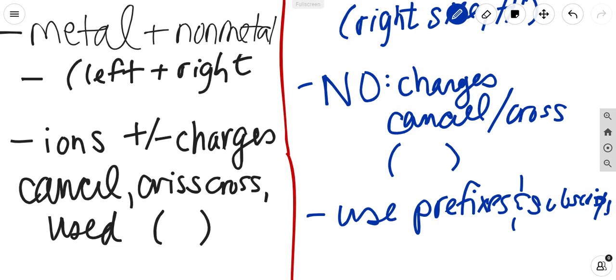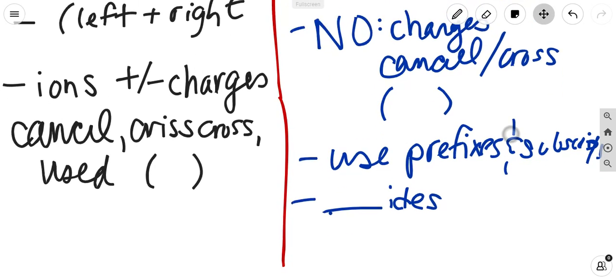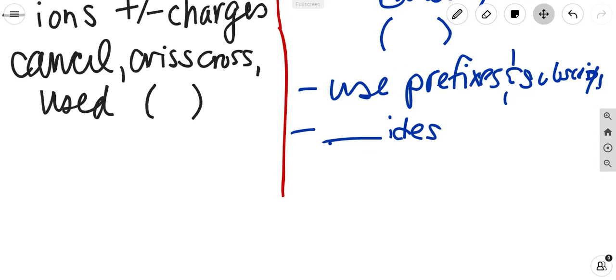There's no eights, there's no ites. Covalent compounds are only ides. And I think the easiest way to do this is just to kind of jump in to some examples. So I said that we use prefixes.